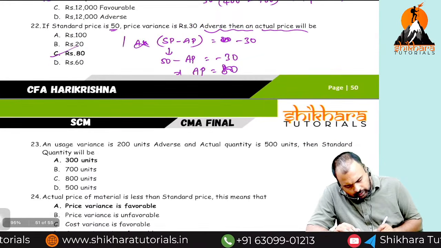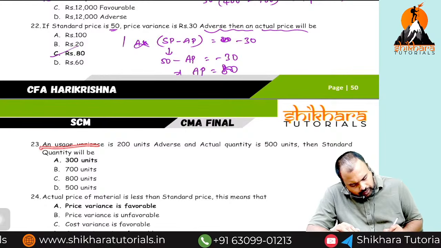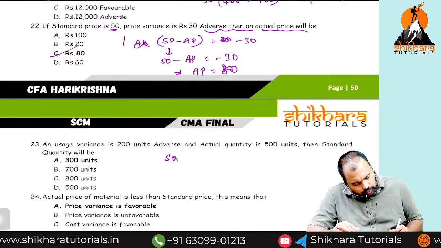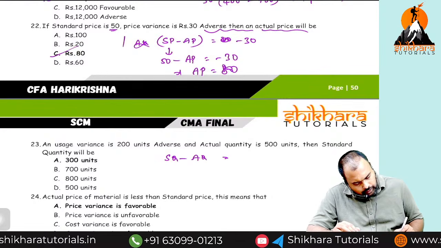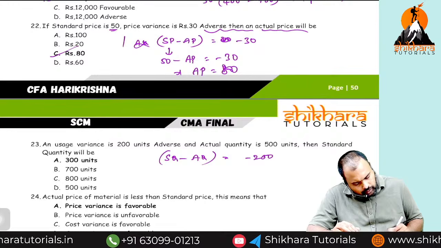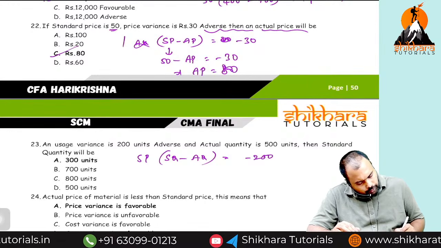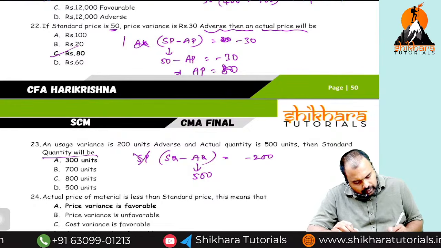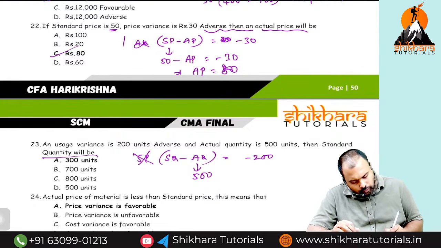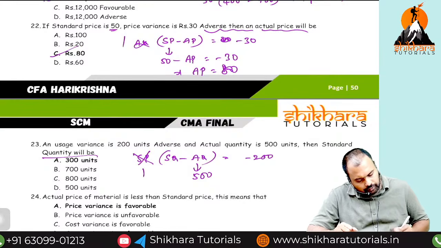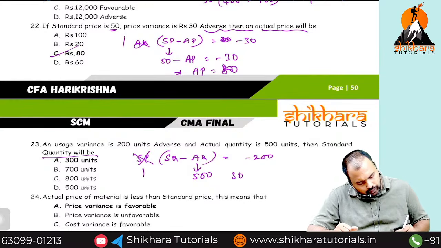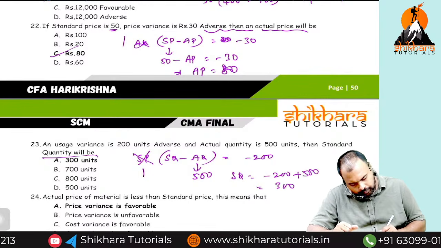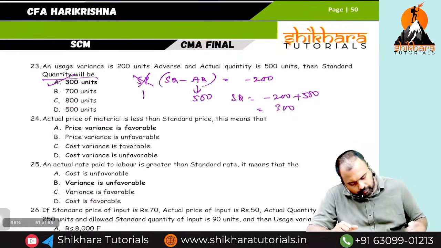Okay. Next. The usage variance is 200 adverse. That's nothing but standard quantity minus actual quantity into standard price, which is equal to minus 200. And actual quantity is given as 500. Then the standard quantity will be, and standard price is not given, sir. Then we have to always take it as 1. That is the missing figure, and we have to find out standard quantity, which is equal to minus 200 plus 500, which is 300. So 300 has to be your answer. Next.